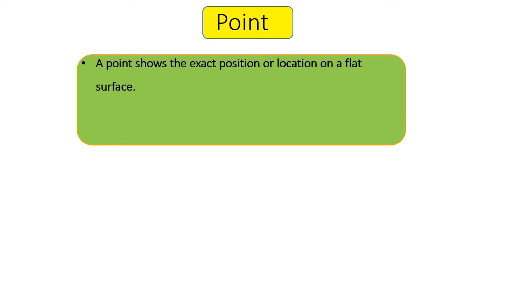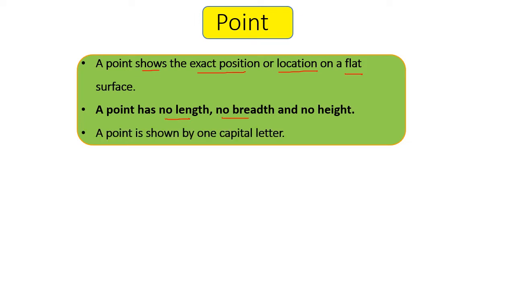Before you understand lines and angles, we need to understand what is a point. Actually, a point shows the exact position or exact location of something on a flat surface. Literally, a point has no length, no breadth, and no height. So, to be precise, you can't draw a point. But we represent a point with a capital letter like this. So this represents point C, this dot represents point B, and this dot represents point A.